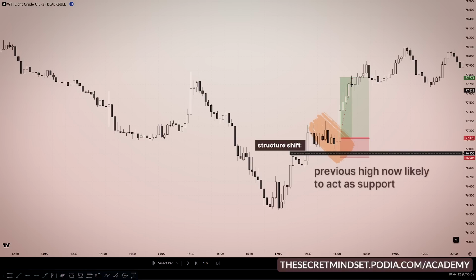We watch as it approaches the level of the previous high, which is now likely to act as support. As price gets close to this level, we see a long-tailed pin bar form, showing rejection of lower prices. This is our confirmation. We enter a long trade just above the high of the pin bar.